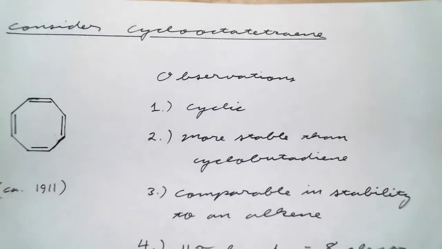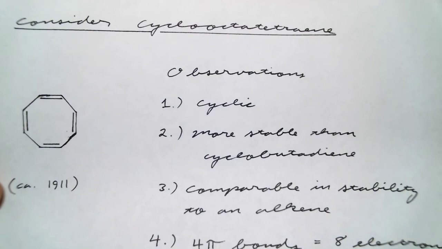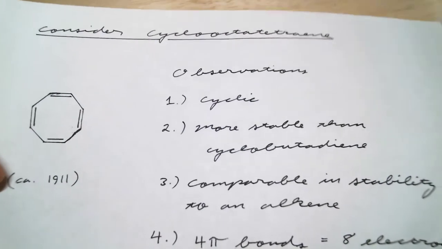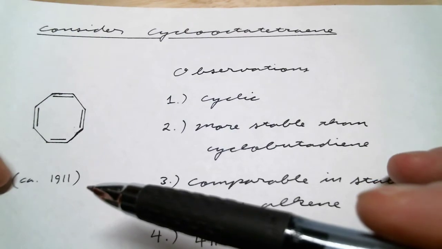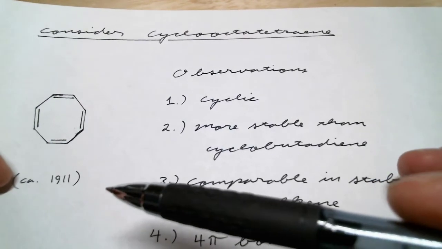But for now, we'll continue on with another interesting example. Here we go. Let's consider cyclooctatetraene. Discovered, published around 1911, so more than 100 years ago.